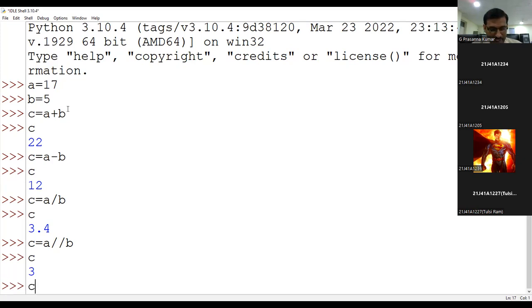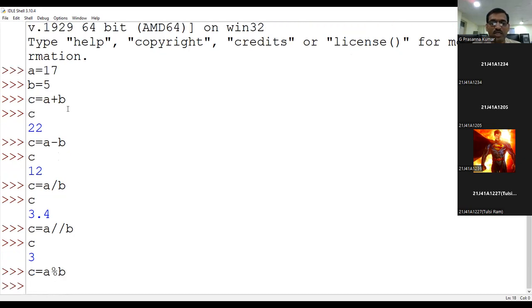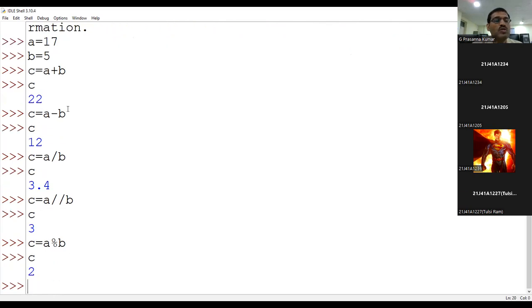Next, a modulus of b. A modulus of b is the remainder. That is 17 divided by 5, the remainder is 2. Okay. One is addition and one more is multiplication. A star b, that is 17 into 5, is 85. Okay, these are the 6 different operations.